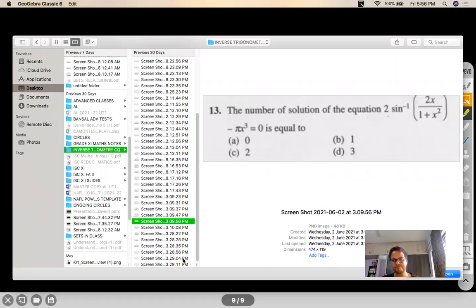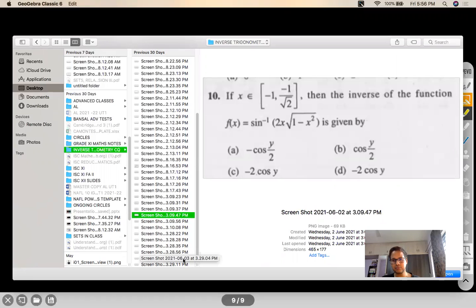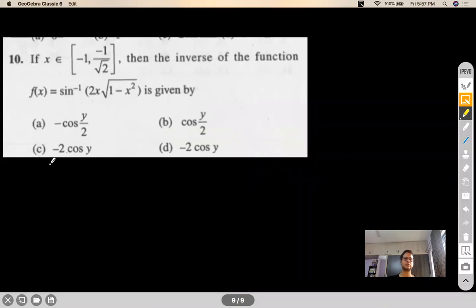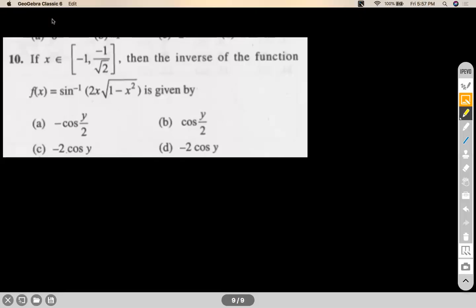Okay. So, let's take this one. If x is between -1 and -1 by root 2, then the inverse of this function is which of the following? Let me put the poll on.